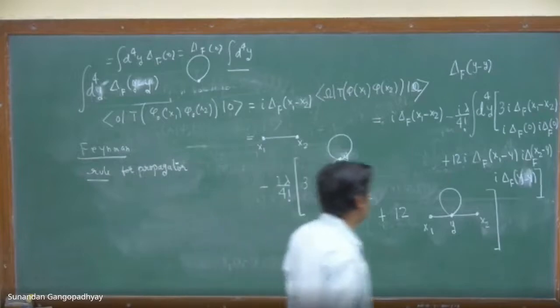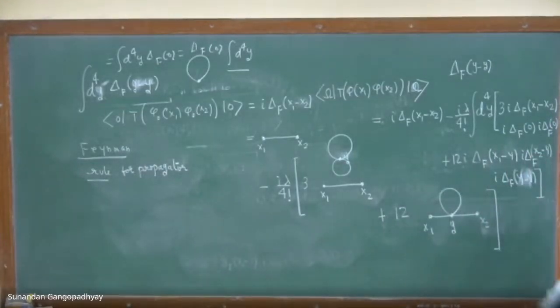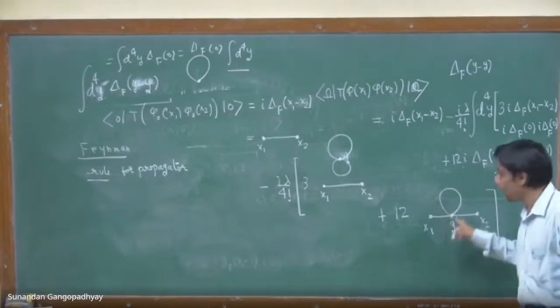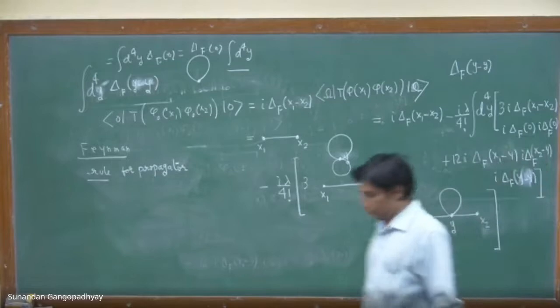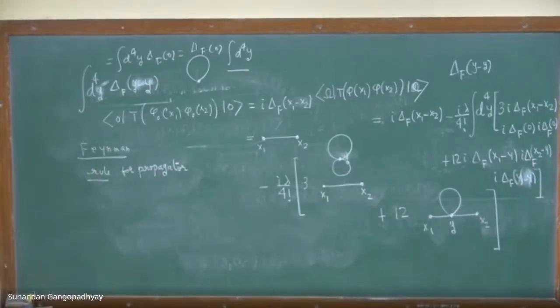So you cannot write it as x minus x. You should be careful. It is actually centered at y. Okay. It basically means that at y there is a bubble.